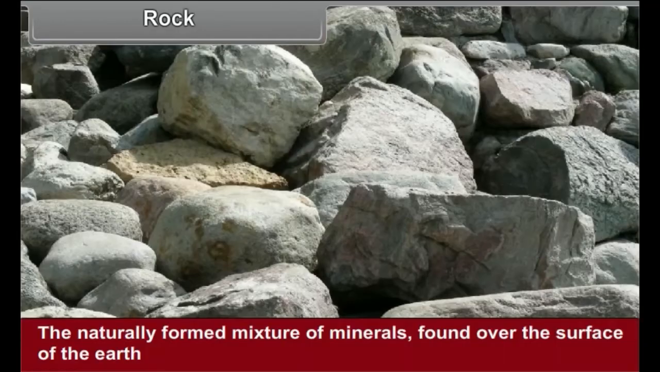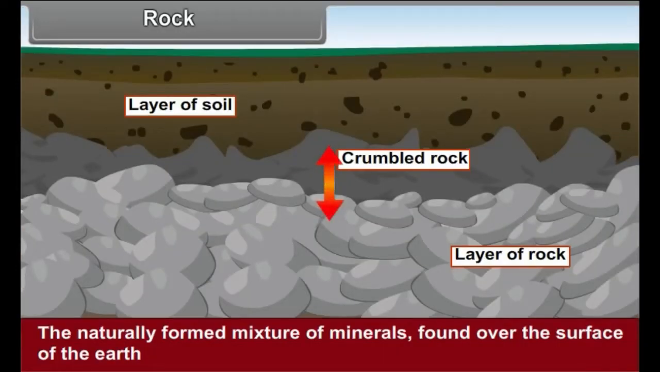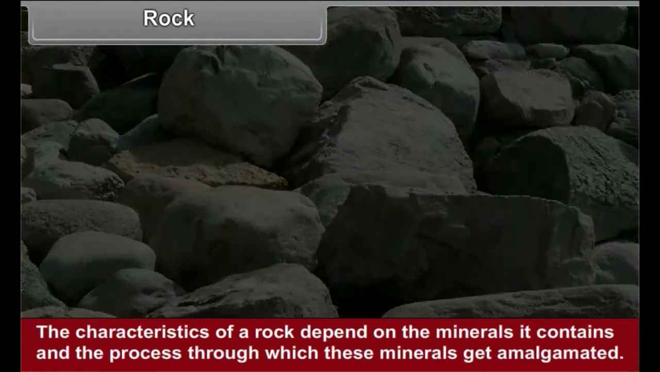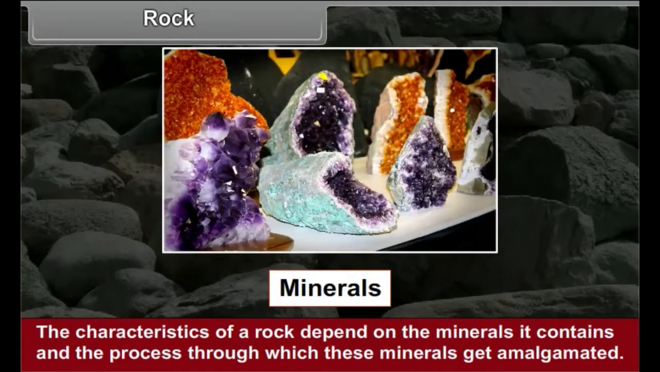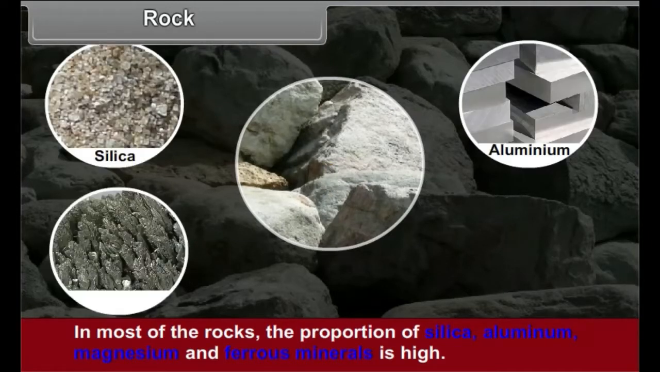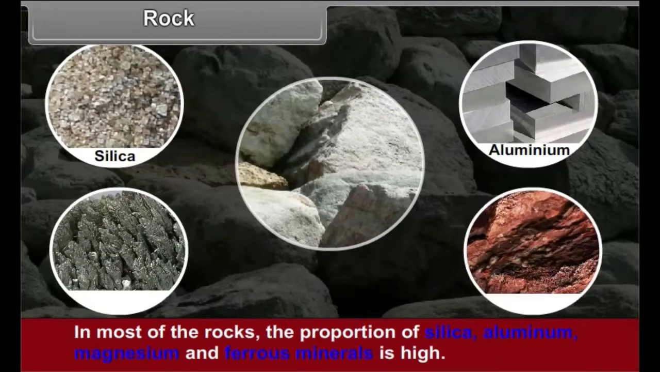Rock. The naturally formed mixture of minerals found over the surface of the earth and to the depth of some kilometers below it is called a rock. The characteristics of a rock depend on the minerals it contains and the processes through which these minerals get amalgamated. In most of the rocks, the proportion of silica, aluminium, magnesium, and ferrous minerals is high.